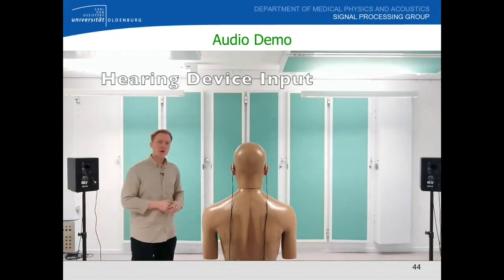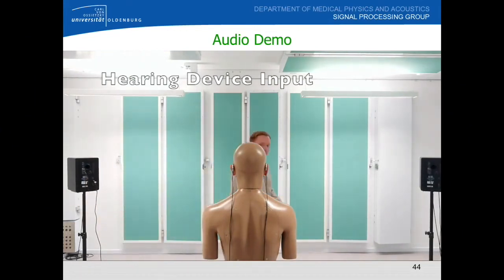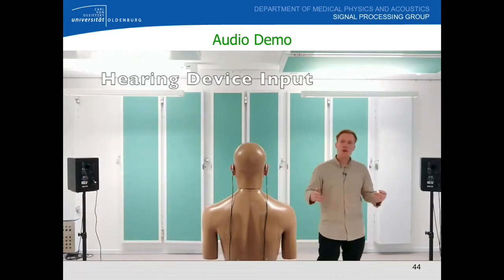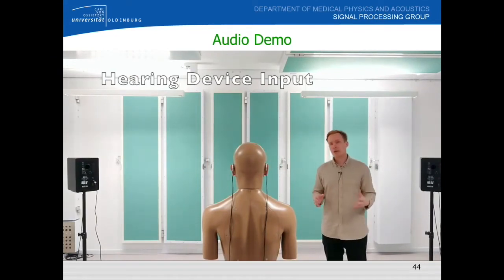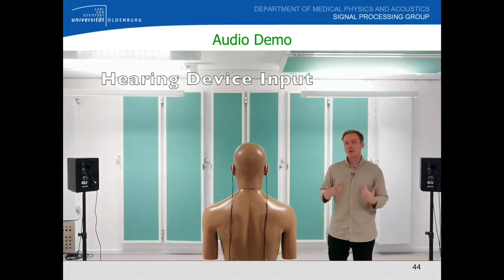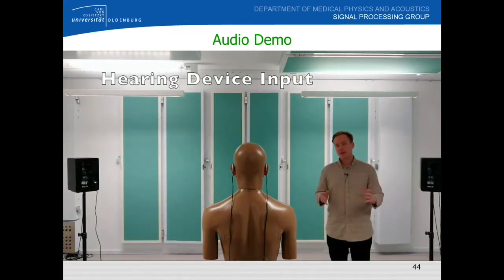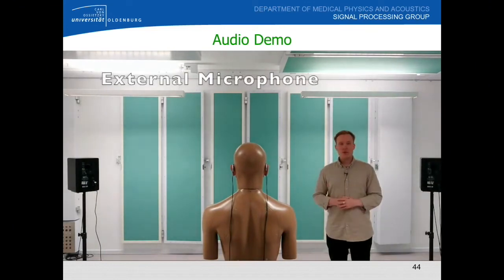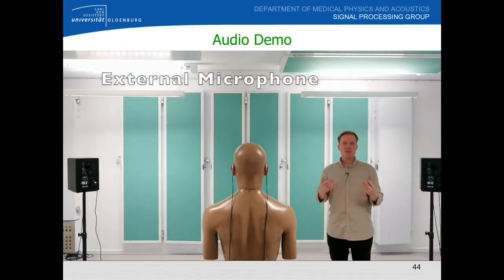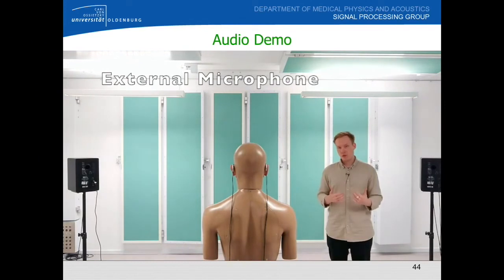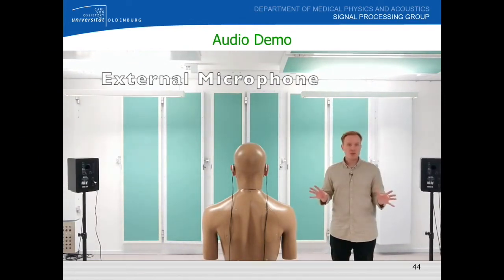In a system where we not only have access to the head-mounted microphones of the hearing devices, but also to an external or remote microphone that is attached to the shirt of the speaker, for example, one idea is to just stream the external microphone signal to the hearing devices and play it back. By doing so, as you can see, we can acquire a much higher signal-to-noise ratio, but the spatial perception is completely gone.